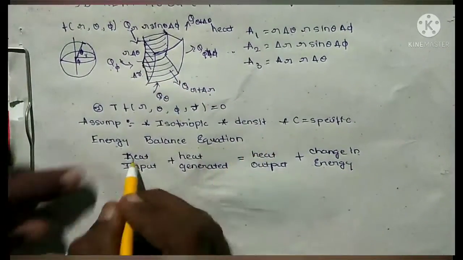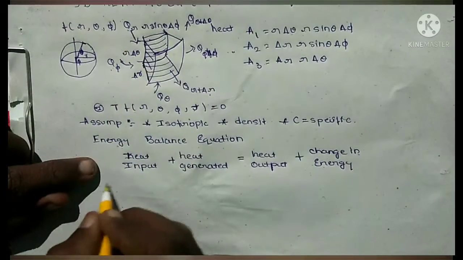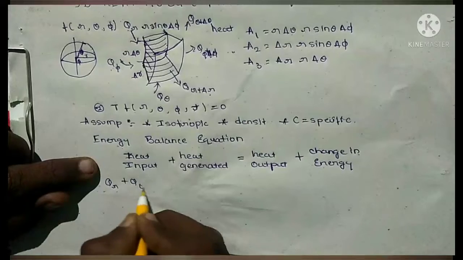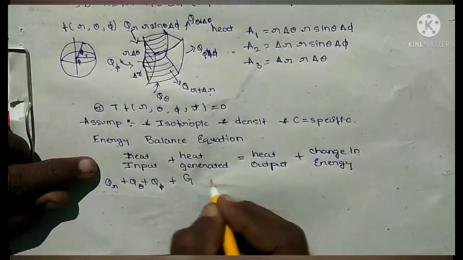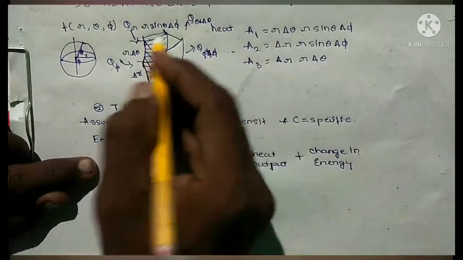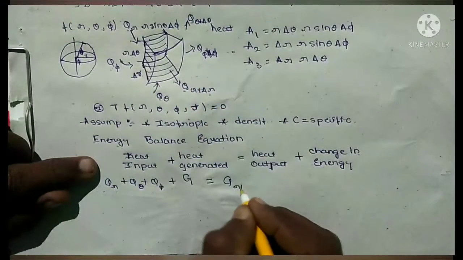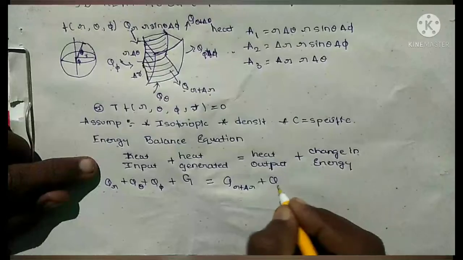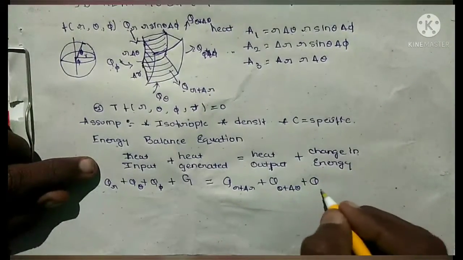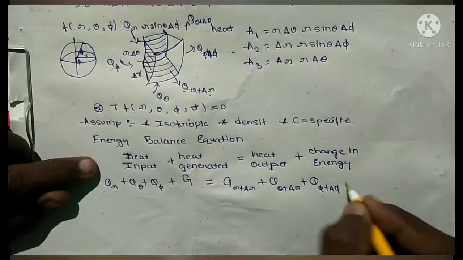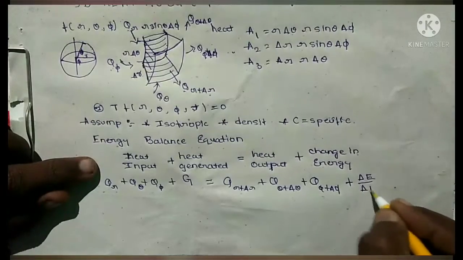Okay, the heat input is QR, Q theta, Q pi. I will write here QR plus Q theta plus Q pi plus heat generated, which will be G, is equal to heat output. Heat output will be Q R plus delta R, plus Q theta plus delta theta, plus Q pi plus delta pi, plus change in heat energy, that is delta E by delta T.